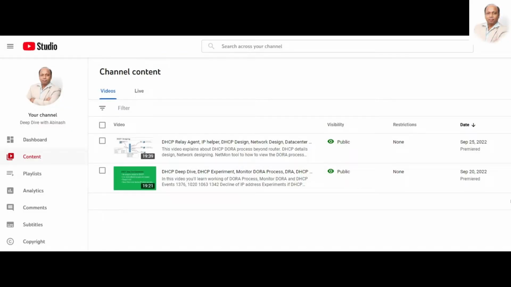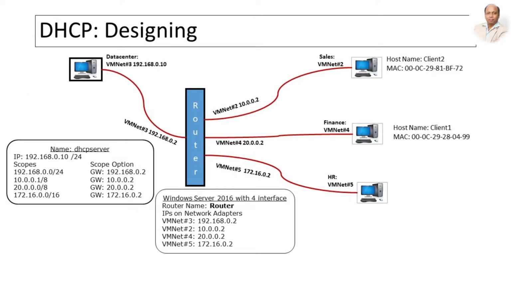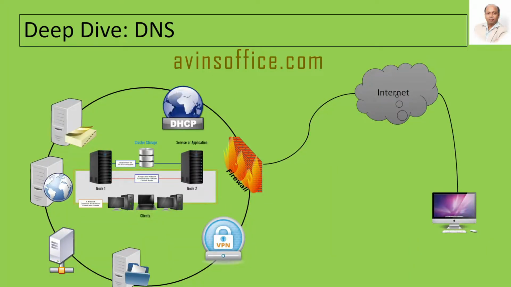In the last two videos, we have built the infrastructure of DHCP, where we have seen how the DHCP DORA process works over broadcast, and we have also observed the distribution of IP addresses across the router. We are continuing the building of infrastructure. In this video, we are going to build the infrastructure of DNS.